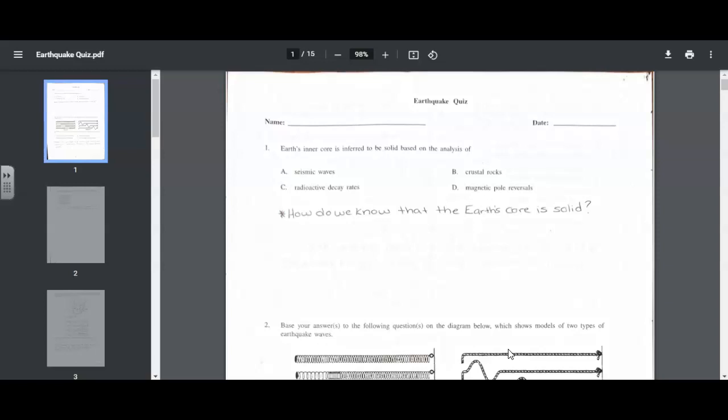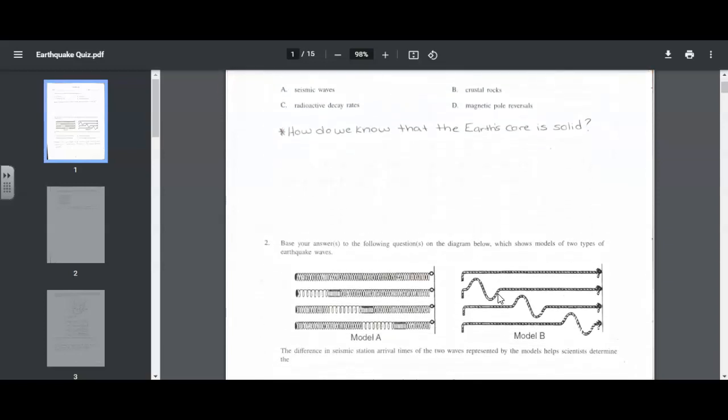All right, so let's start with number one. Number one, Earth's inner core is inferred to be solid based on the analysis of what? So how do we know that the Earth's inner core is solid? A, seismic waves. B, crustal rocks, C, radioactive decay rates, or D, magnetic pole reversals? How do we know that the core is solid?